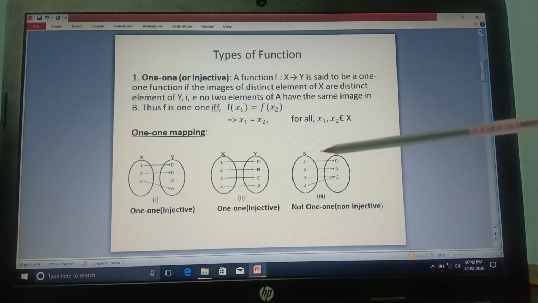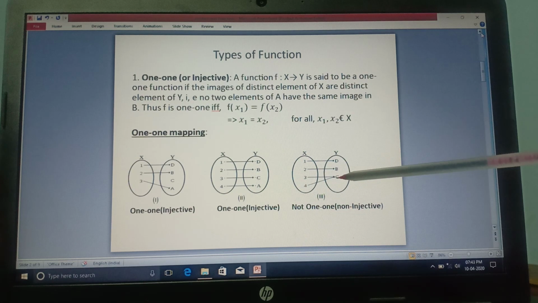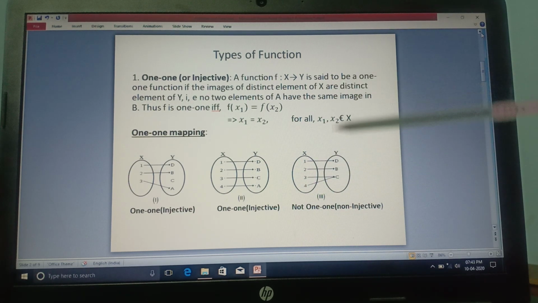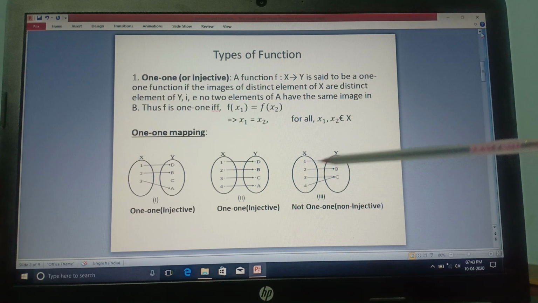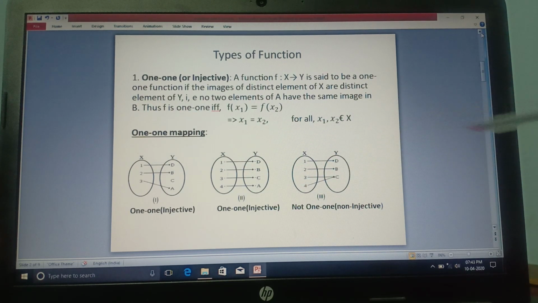But here, the elements 3 and 4 of X have the same image c. So this will not follow the rule of a 1-1 function. So this is not a 1-1 function. These two are 1-1 functions. This one is not 1-1, a non-injective function.